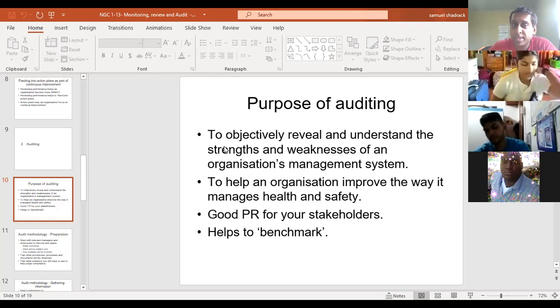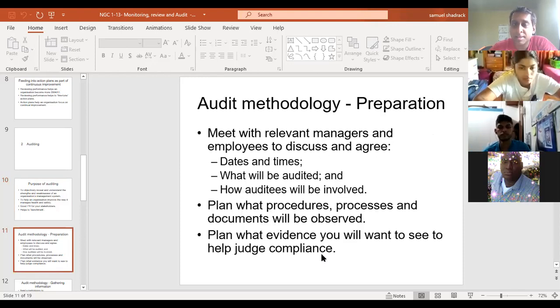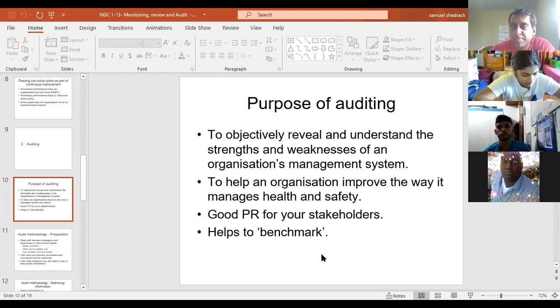The purpose of an audit is to objectively reveal and understand the strengths and weaknesses of an organization's management system, to help an organization improve the way it manages health and safety. It's good public relations for your stakeholders. It helps to benchmark the company against other companies, right? If you missed the audit class from about 2 weeks ago, an audit was meant as a way to improve the company's performance by the companies checking their own management system to find strengths and weaknesses. Where weaknesses exist, they had to remedy them in a given time frame, especially before an external audit.